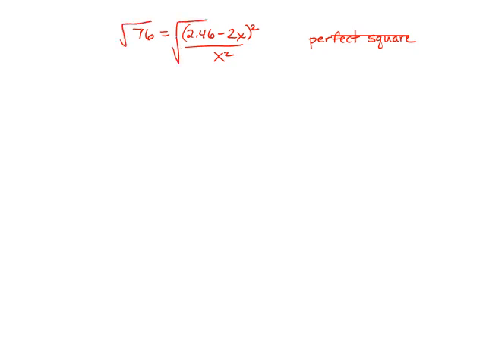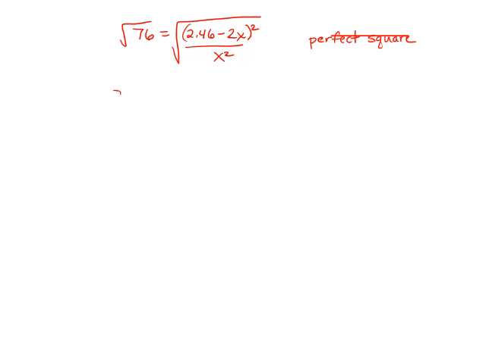So let's continue with our problem. We're starting with 76 equals (2.46 minus 2x) quantity squared divided by x squared. And we want to solve this equation for x. What we have here is an example of a perfect square. And that's nice because it's going to make our math a little bit easier. What we can do is take the square root of both sides.